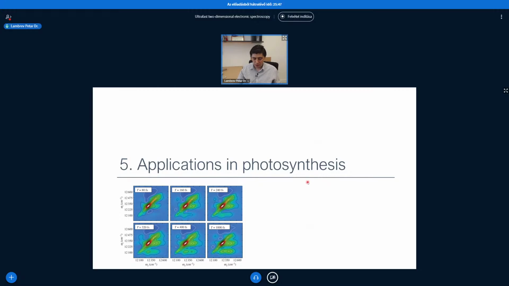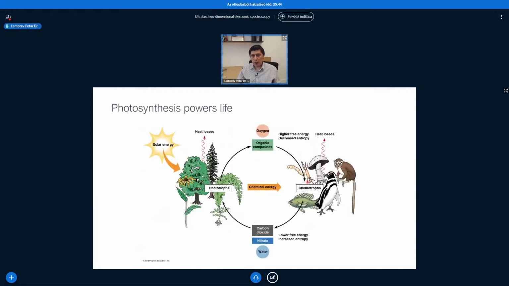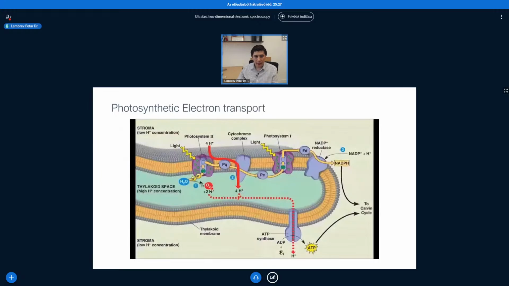Okay, so it's no secret and no need to repeat how important photosynthesis is, because it basically drives all life. All life on Earth runs on solar energy, which is converted to chemical energy by phototrophs like plants. And that happens in the chloroplast thylakoid membranes, where you have the two photosystems, photosystem 1 and 2, which capture the light and drive electron transfer and proton transfer to make ATP and electrons for carbon fixation.